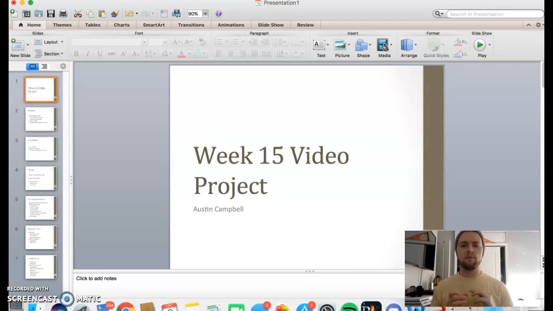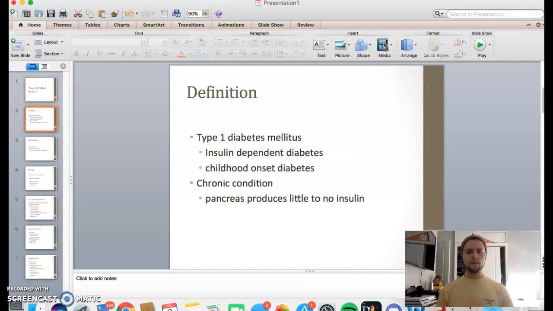So the disease I chose for this project is type 1 diabetes mellitus. So, definition of type 1 diabetes mellitus.